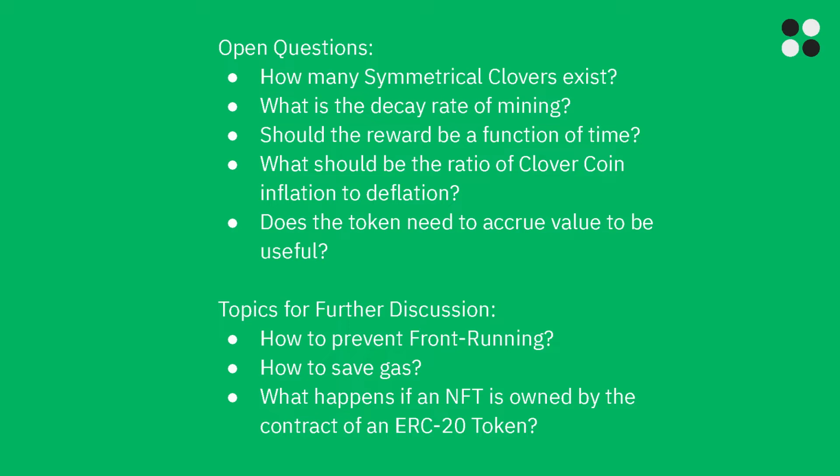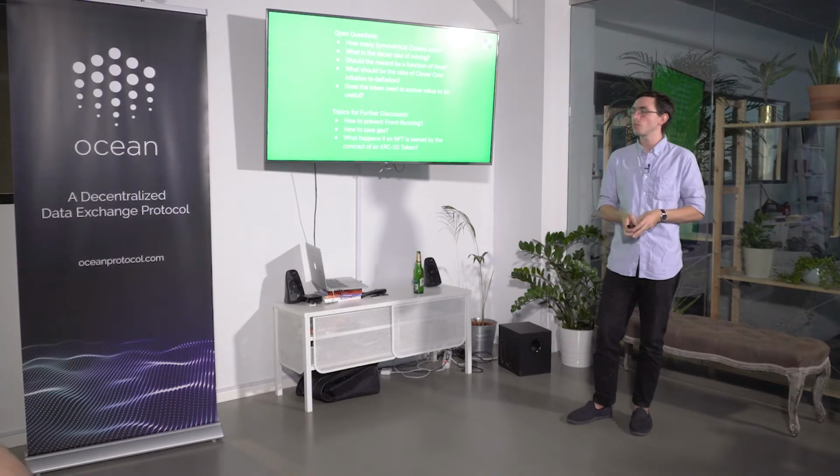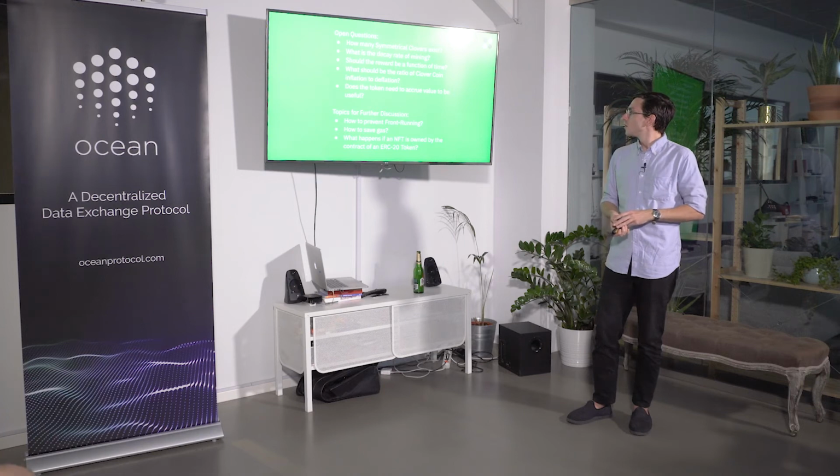Topics for further discussion I wanted to open up are how to prevent front running. We've got 3 different solutions that I would love to go into if anybody feels like it. How to save gas, because when dealing with Ethereum, that's always a big pain. And we've come up with some cool techniques for that if you're interested. And what happens if an NFT is owned by the contract of an ERC20 token. This is the refungible token topic we talked about earlier. I don't know if anybody's interested in those topics in general, but I wanted to bring them up. Those are just suggestions and open questions I have myself.